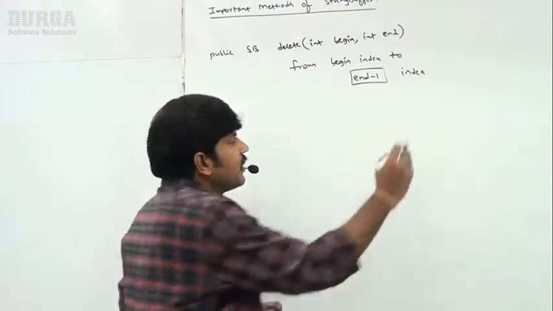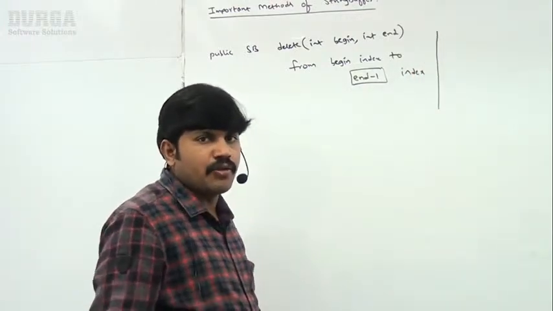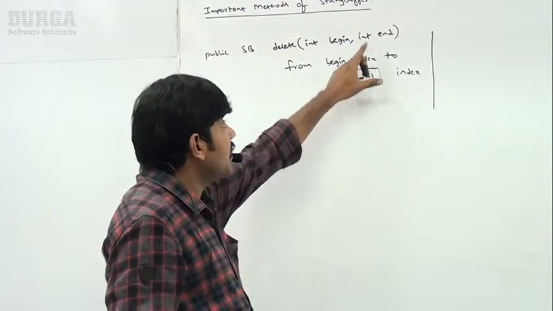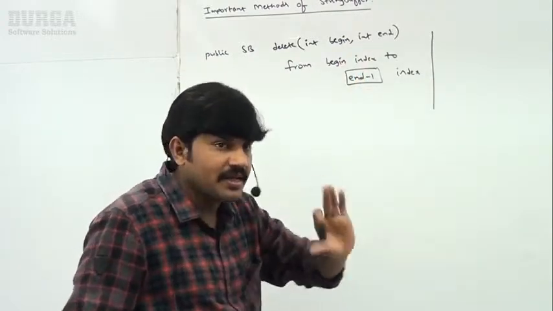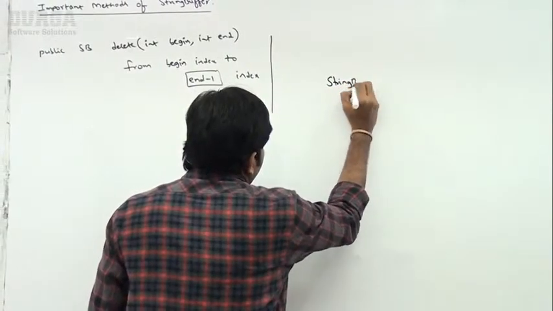Okay, like this, right? Sir, let me explain a small example, then you will be able to understand. But make sure it is not the end index but end minus 1 index. Suppose I'm taking a StringBuffer.